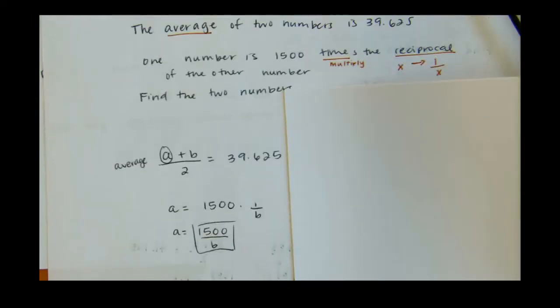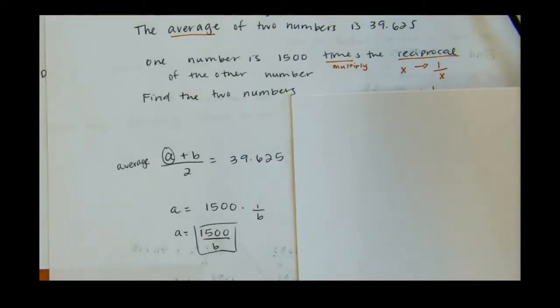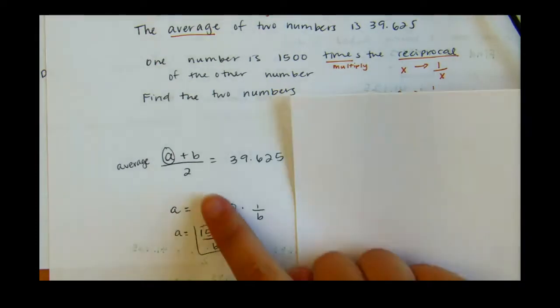Okay, in this video I'm going to go over the last problem that you were solving alone in your video lesson. So again, this was the problem. The average of two numbers is 39.625. One number is 1,500 times the reciprocal of the other number. Find the two numbers. So here are the two equations that I set up for myself.